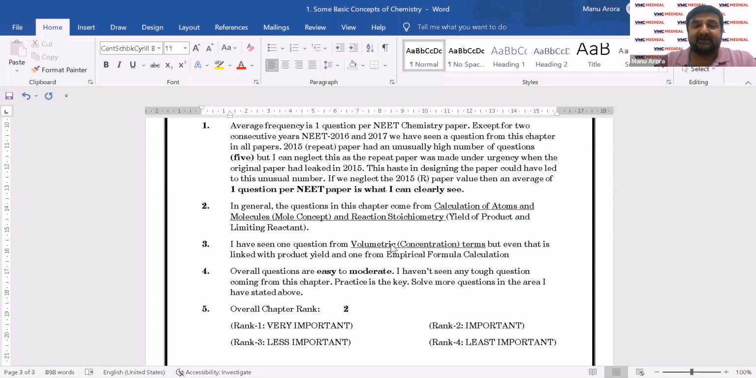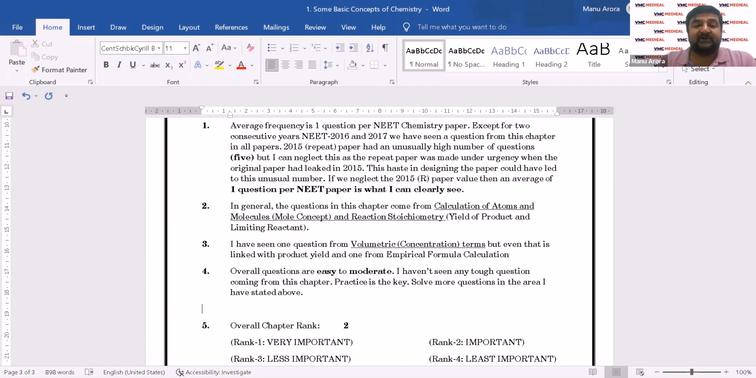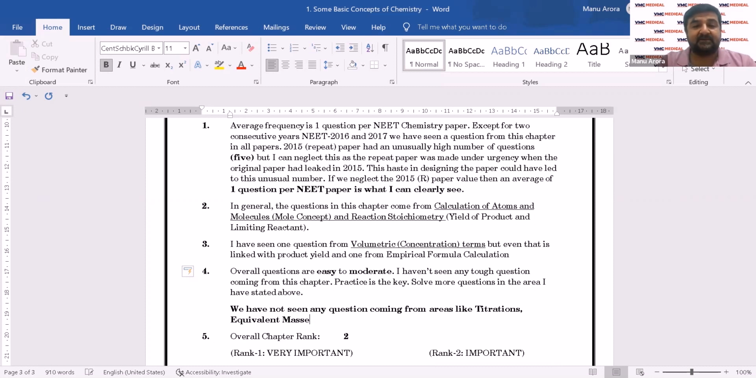And note the fact that we have not seen any question, I'll just put this here as well for you. We have not seen any question coming from areas like titrations or equivalent mass, direct questions on equivalent masses or volume strength of hydrogen peroxide. And that should be it.